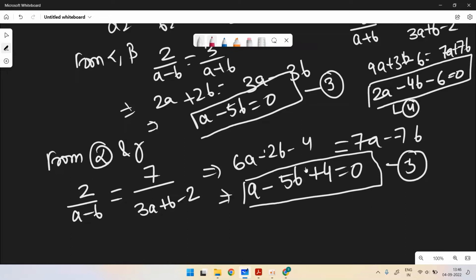Now from the third and fifth equations, directly subtract these two, and you get 4 minus 4 is 0. Not possible.